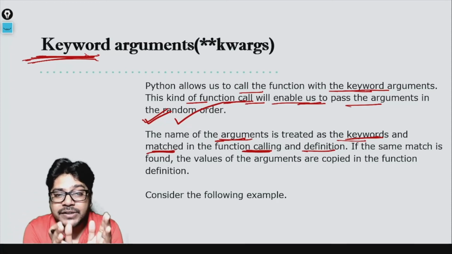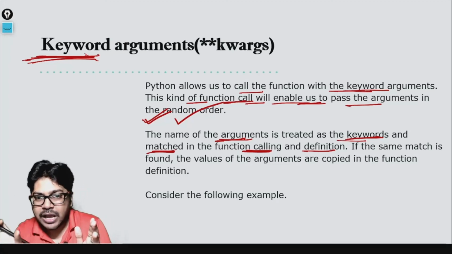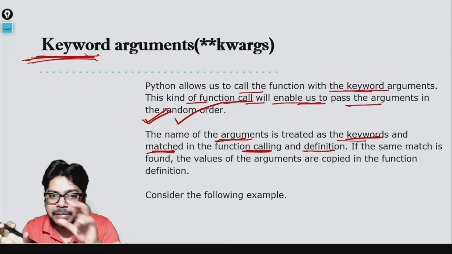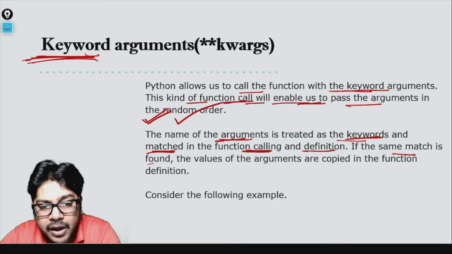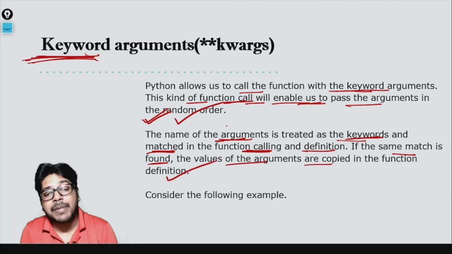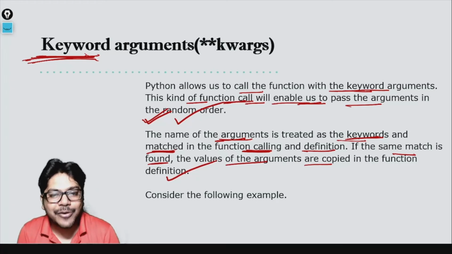In the function definition you declared an argument called name. In the function call, do you have a variable called name? Are you passing that? It doesn't matter which order it is. Name means name, it is going to match like that. If the same match is found, the values of the arguments are copied into the function definition. If not, then you are going to be in trouble, right?